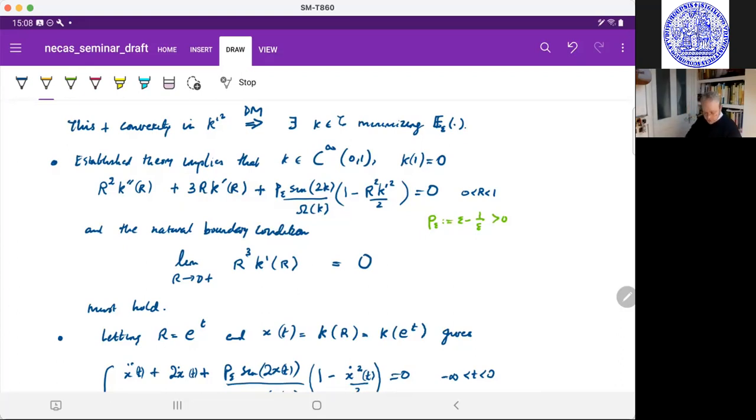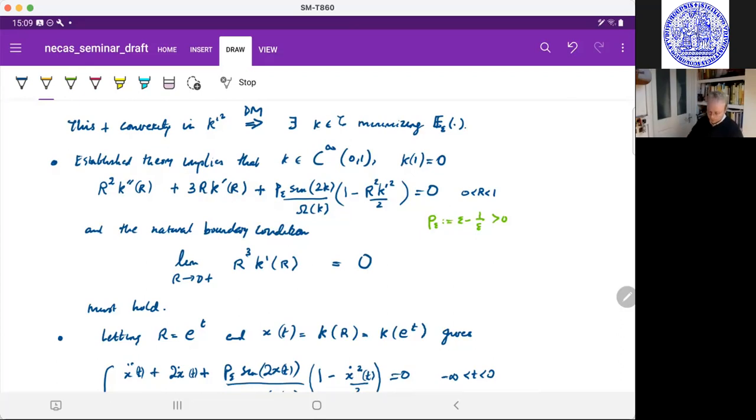So the natural boundary condition is that R cubed K prime tends to 0, as R tends to 0 plus. And those conditions, so K1 equals 0, the natural boundary condition, plus the Euler-Lagrange equation should allow you in principle to solve for K. And we're interested now in understanding the structure of the solution set.